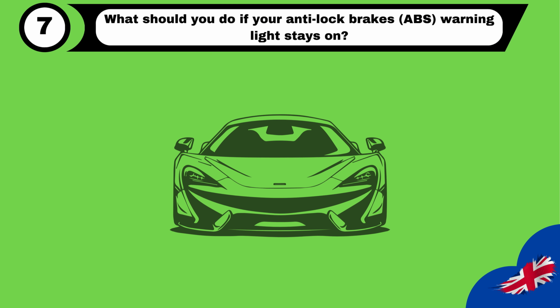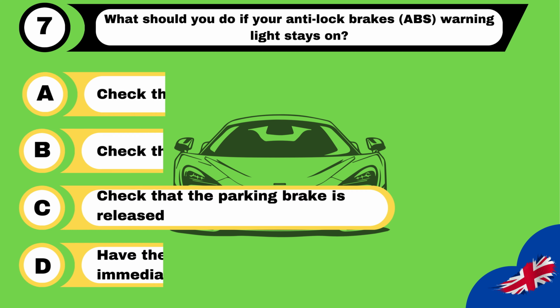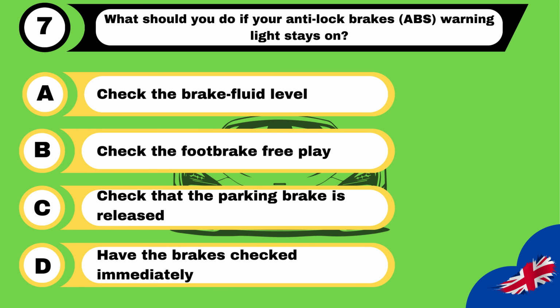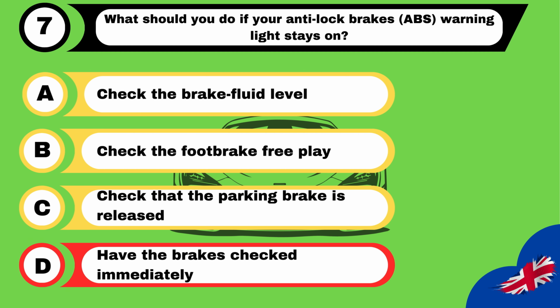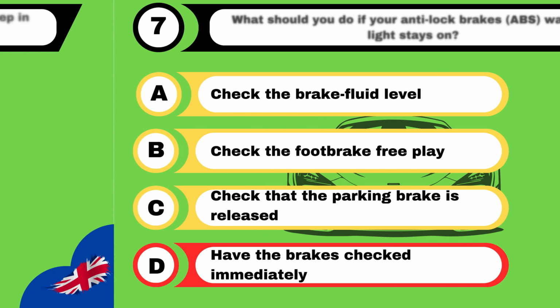Question 7. What should you do if your anti-lock brakes ABS warning light stays on? A. Check the brake fluid level. B. Check the foot brake free play. C. Check that the parking brake is released. D. Have the brakes checked immediately. The answer is D. Have the brakes checked immediately.